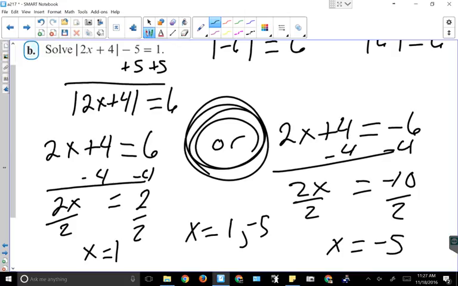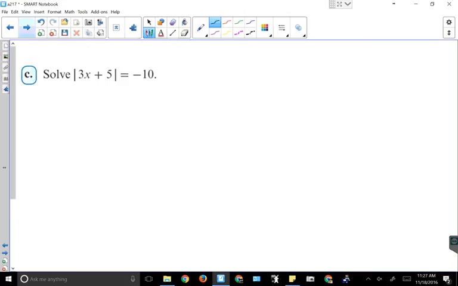Let's try another one. I want to solve this one. Now, you're looking at this thing and you're saying, well, hold a sec, how can an absolute value be equal to a negative number? It's not a problem. There's just a few other things that we end up having to deal with.